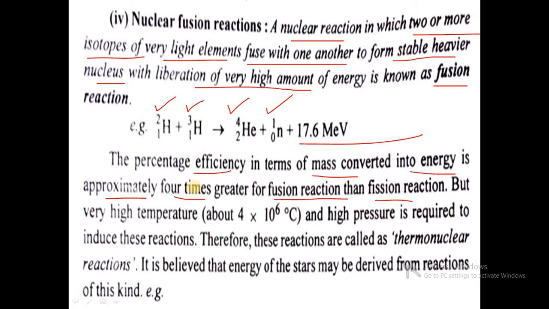But to carry out nuclear fusion, a very high temperature is required, about 4 into 10 raised to 6 degrees Celsius, as in the sun's atmosphere, and high pressure is also required. Therefore these reactions are called thermonuclear reactions. In an objective question they may ask which of the following is a thermonuclear reaction. The answer is nuclear fusion. It is believed that the energy of the stars may be derived from reactions of this kind.